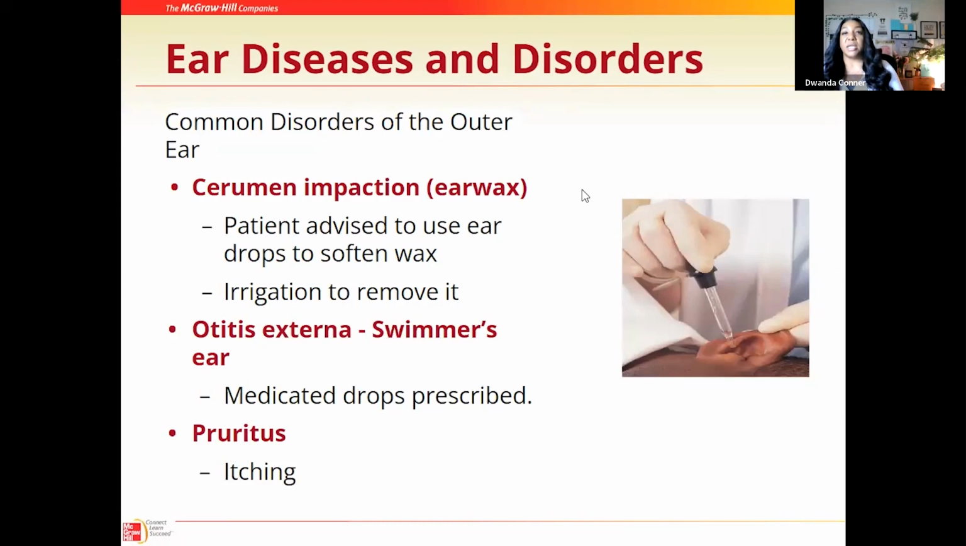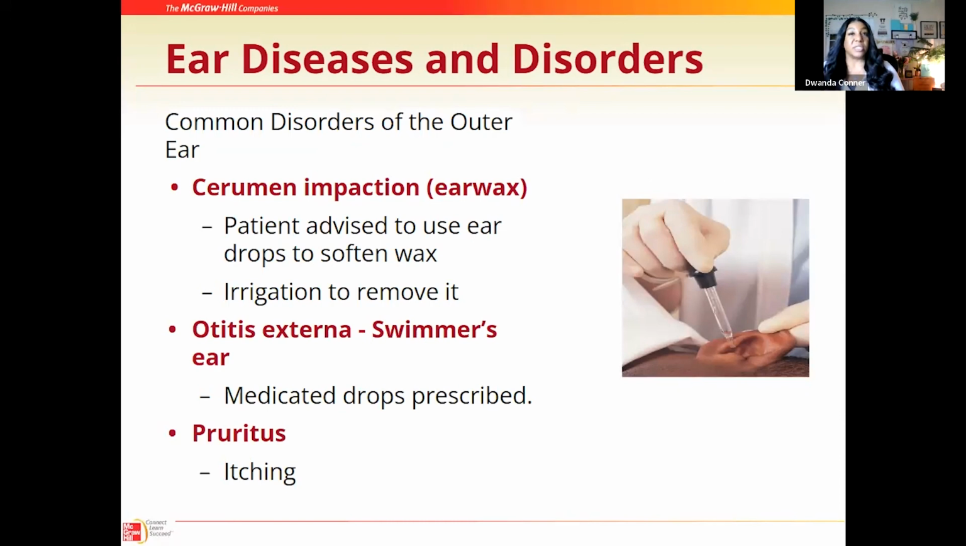Moving on to ear diseases and disorders, also a specialty that you may see intertwined into other specialties in which you work. So for instance, cerumen impaction, this is earwax. This could be something that's in general practice. You could see this if you're working with children, if you're working with elderly, just kind of intertwines in other specialties. So cerumen is a clinical term for earwax.